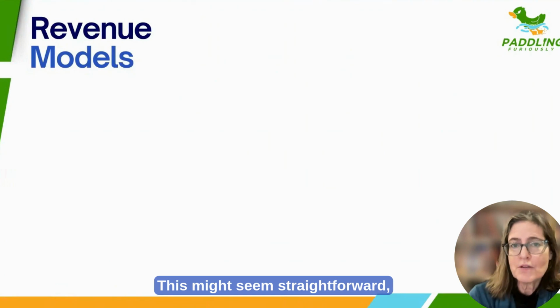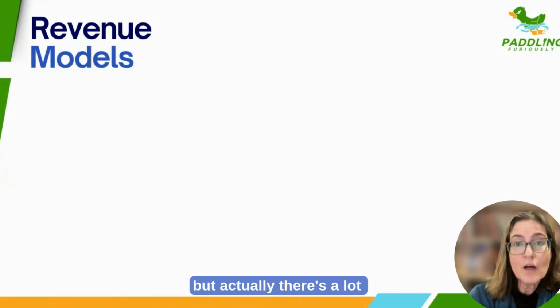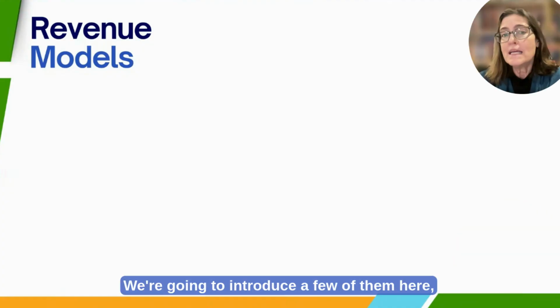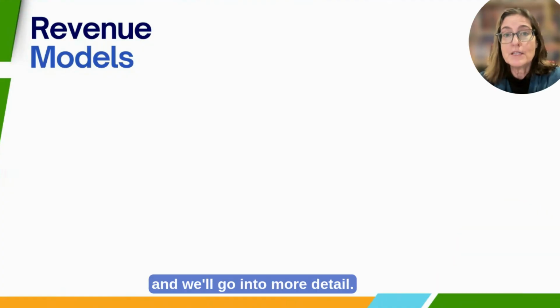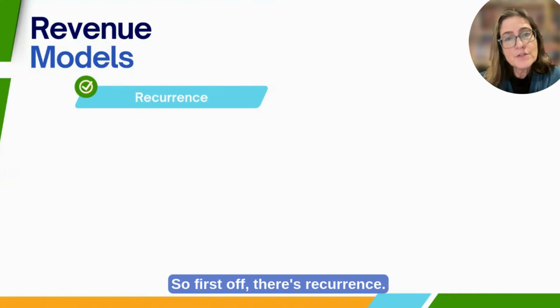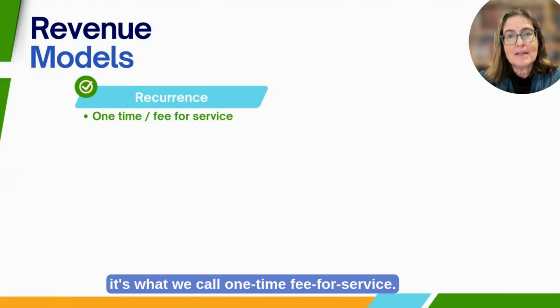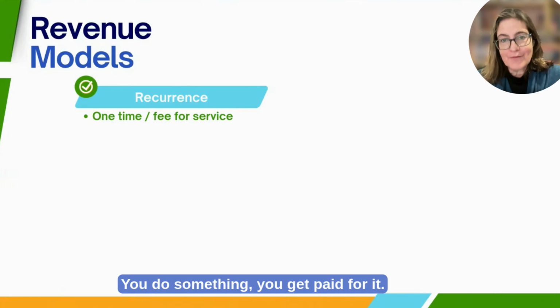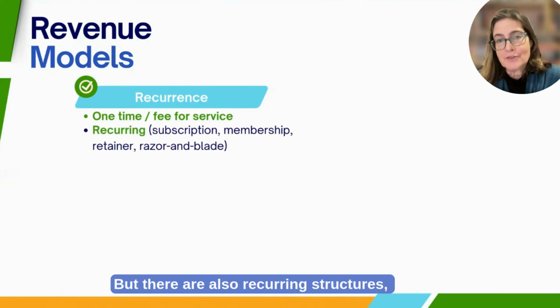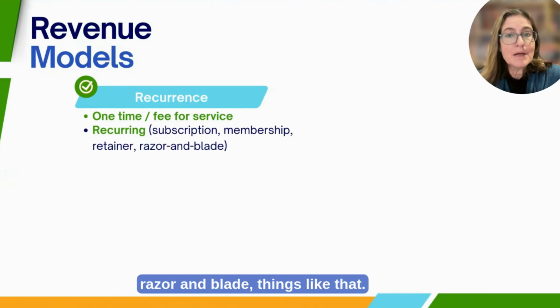This might seem straightforward, but actually there's a lot of different revenue models. We're going to introduce a few of them here, and we'll go into more detail. So first off, there's recurrence. Mainly when we think of getting paid, it's what we call one-time fee for service. You do something, you get paid for it. But there are also recurring structures like a subscription, membership, razor and blade, things like that.